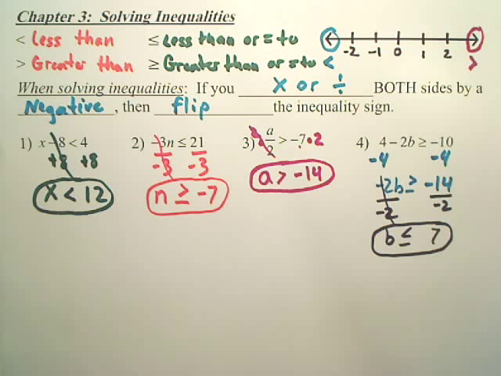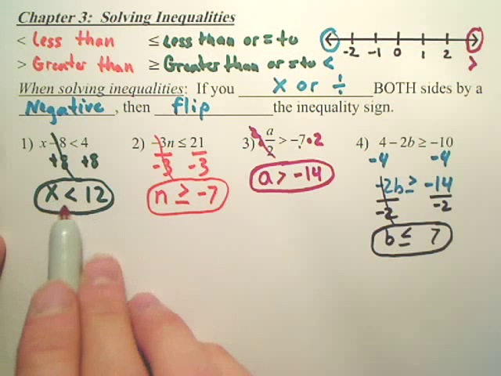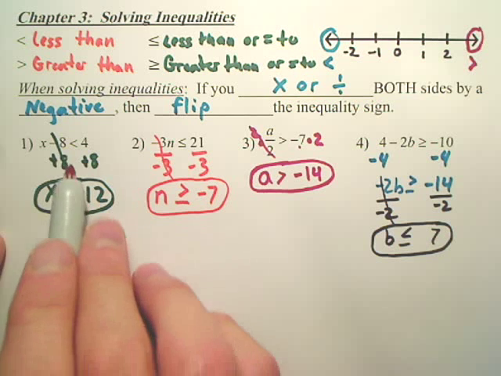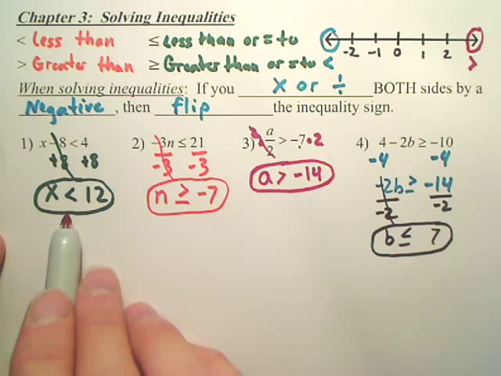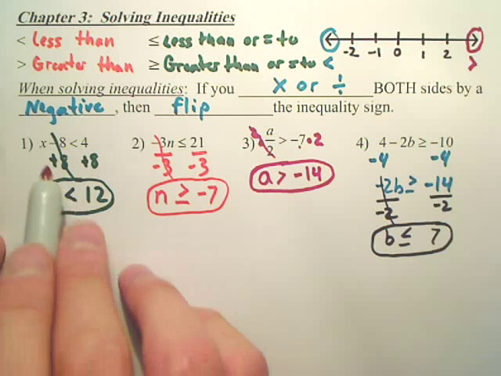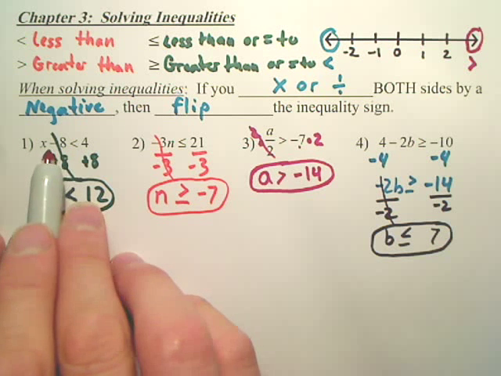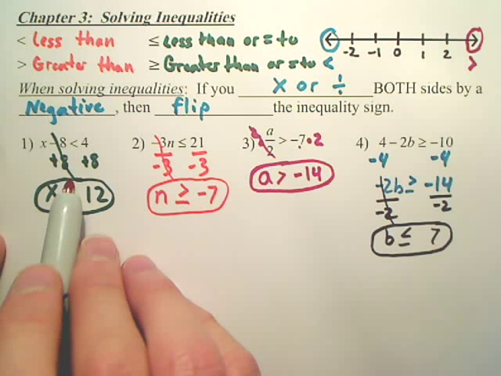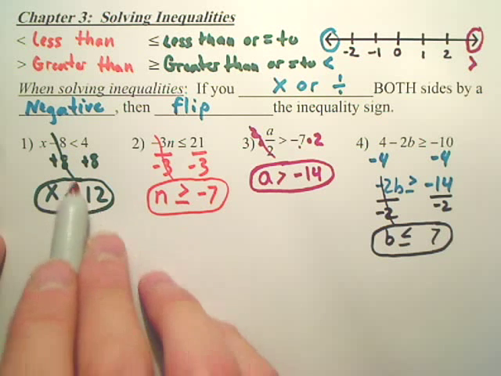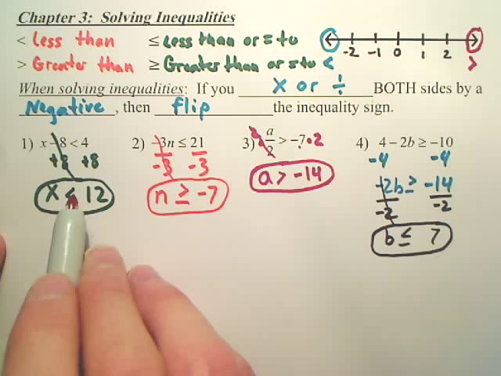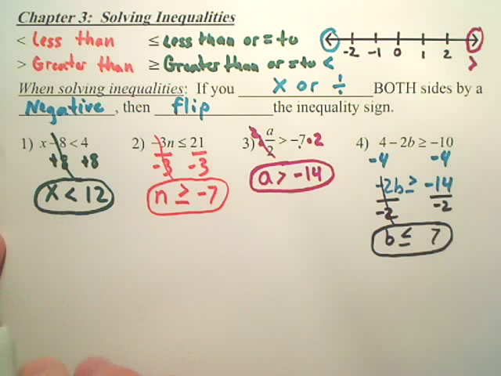Now, what does all that mean? What this means is any value less than 12 makes this statement true. What is a number less than 12? 6. Does 6 minus 8 give you negative 2? Is negative 2 less than 4? Yes. Any number less than 12, when I plug it in, will work. There's a whole bunch of answers, but anything less than 12.